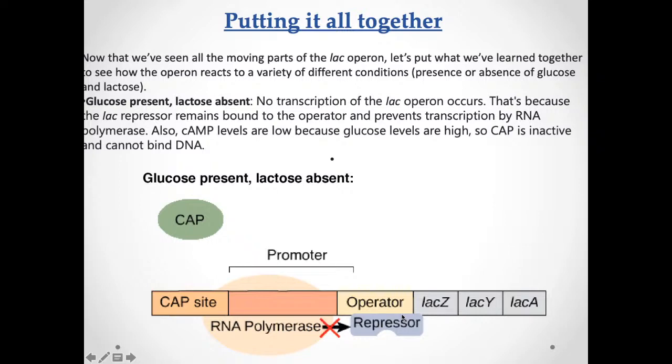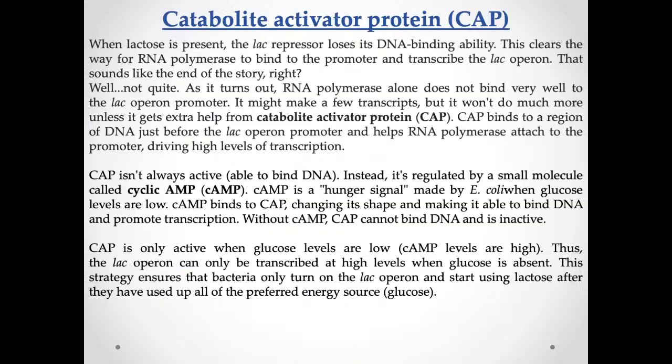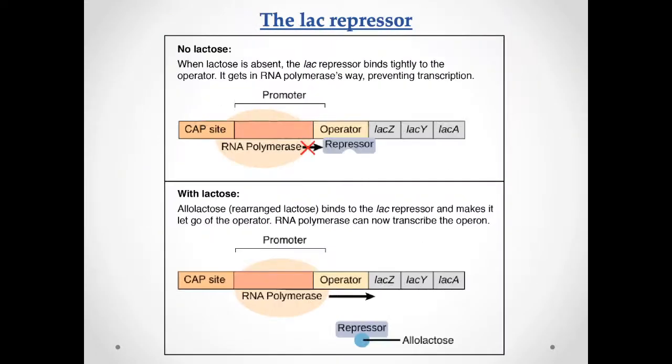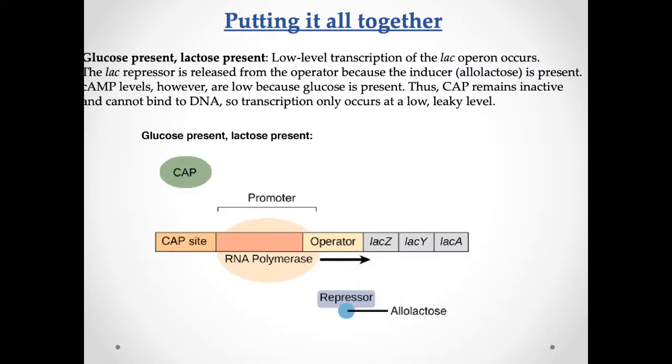Now we are combining the two conditions that we were discussing together, that is, no lactose with high glucose, and lactose with low glucose. So all four conditions. What if glucose is present and lactose is present? Allolactose could attach to the repressor, hence transcription could happen. But as glucose is present, cAMP will not be produced, so CAP will not attach to the CAP site, so you will have a medium transcription.